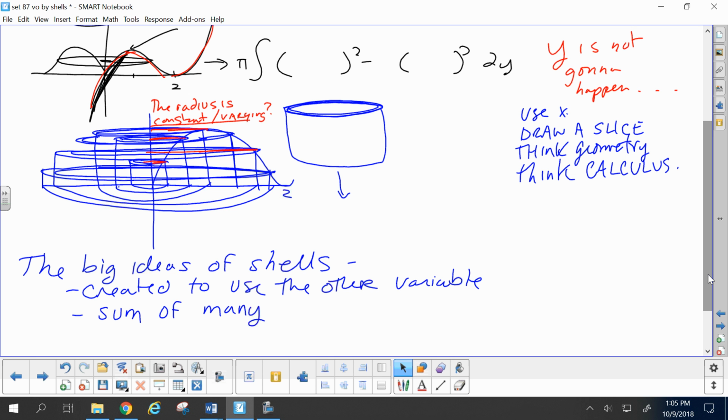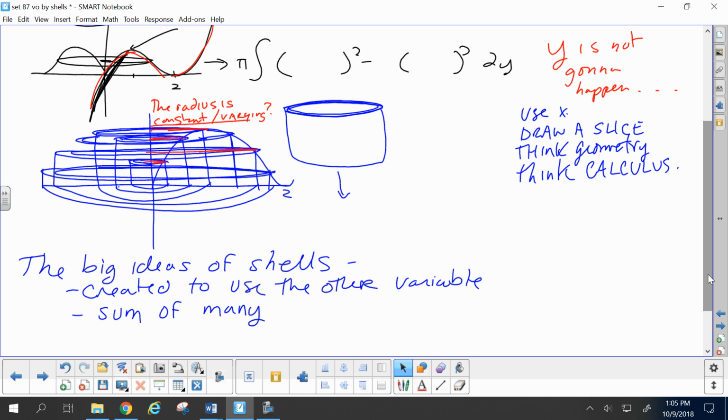You've got to have some other way to deal with what happens if I want to use the other variable and it's revolving. When you use a variable that's parallel to the axis of revolution, in this case, a slice is parallel to the axis of revolution.